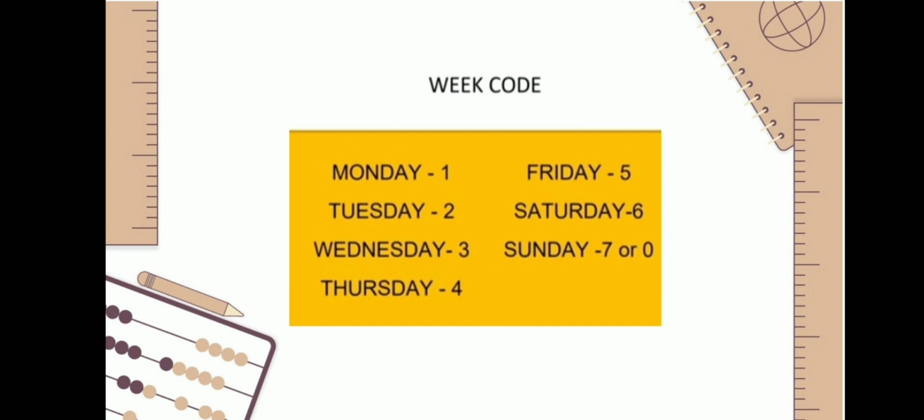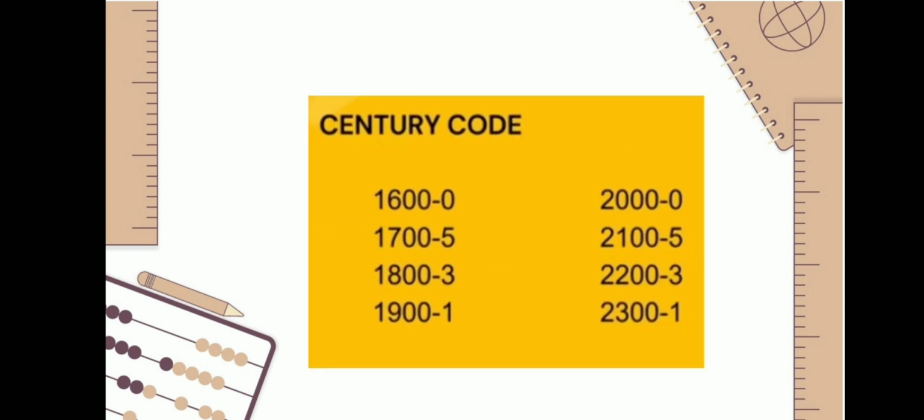That's why 1600 is 0, 1700 is 5, 1800 is 3, 1900 is 1, and 2000 is 0, 2100 is 5, 2200 is 3, and 2300 is 1. So 5 times 2 is equal to 10, modulo 7, and 3 is the remainder. And 5 times 3 is equal to 15, modulo 7, and 1 is the remainder.